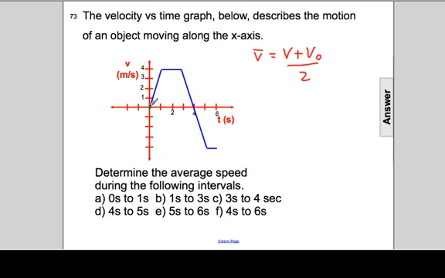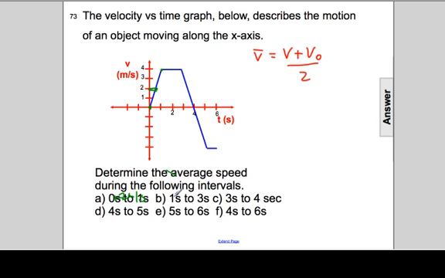So this is the initial speed for 0 to 1 seconds, and this is the final speed. If we start off at 0 and end up at 4, 0 plus 4 divided by 2 will give us an average speed of 2 meters per second. So this first interval is 2 meters per second, positive to be specific. Another way to find the average speed is to find the middle value for speed in this segment, or find the middle of the line, which happens to be right there. That's about the middle of the line, and that corresponds with 2 meters per second.